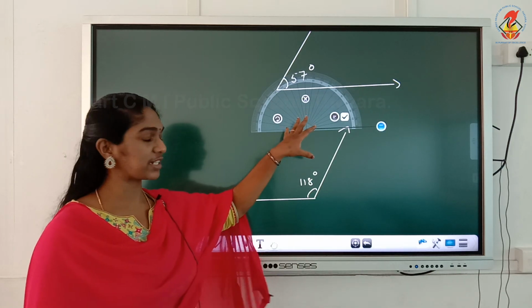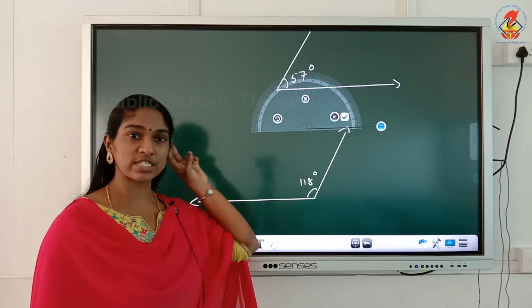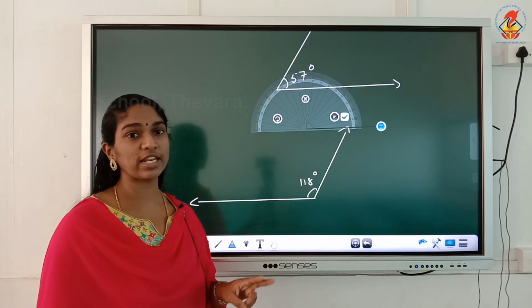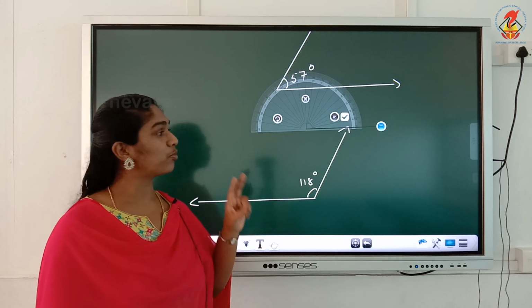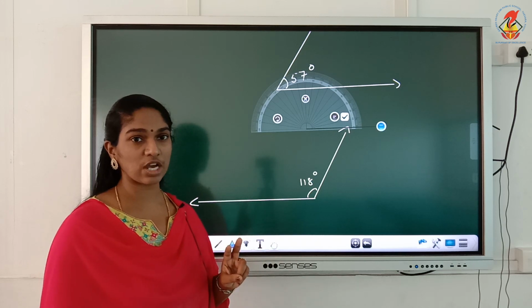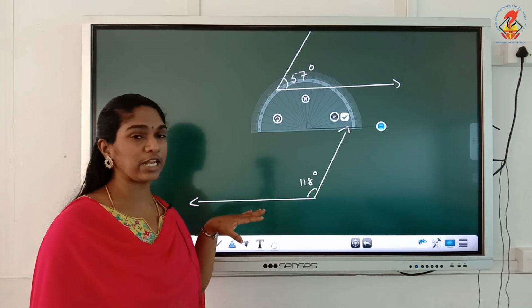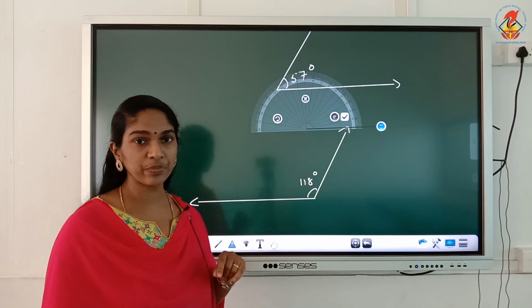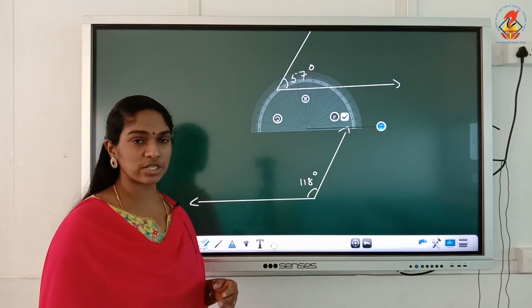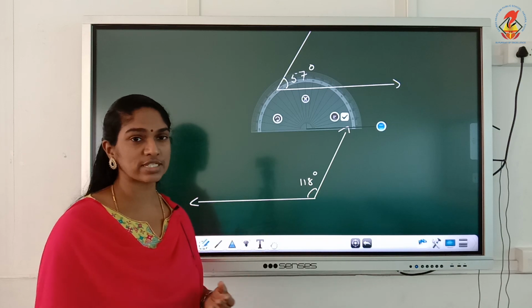So this is a protractor, it has two scales, both the scales have readings from 0 degree till 180 degree. One is the inner scale and the other one is the outer scale. According to the baseline, you have to decide which scale you have to take. So in the next video, I will show you how to draw some measures.